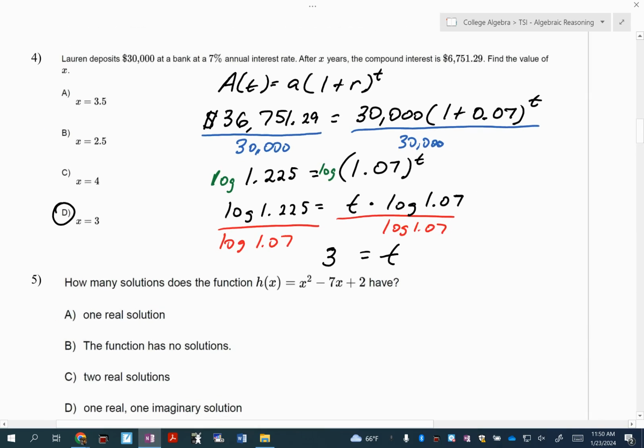All right. Again, I know that was a long way and probably more complicated with logarithms, but I do want to remind you that you did learn how to solve exponential equations using logarithms.